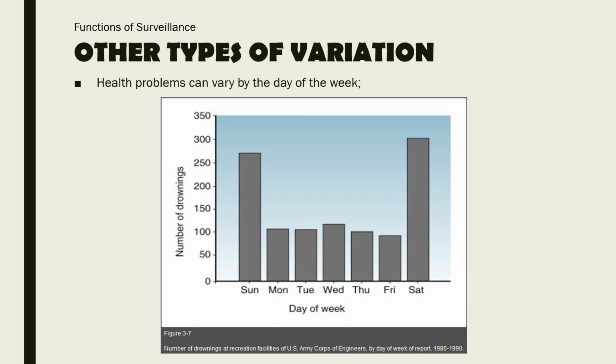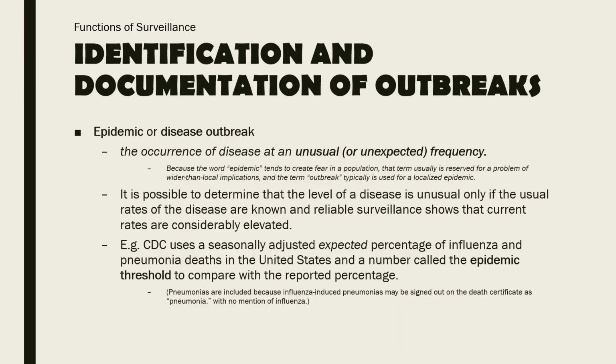Other types of variations of health problems can vary by day of the week. So for example, this is your weekend migraine. So of course they would want to go out on a weekend. So they would excuse themselves from work every Sunday and Saturday.